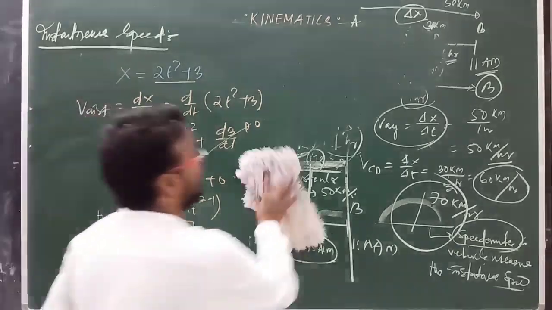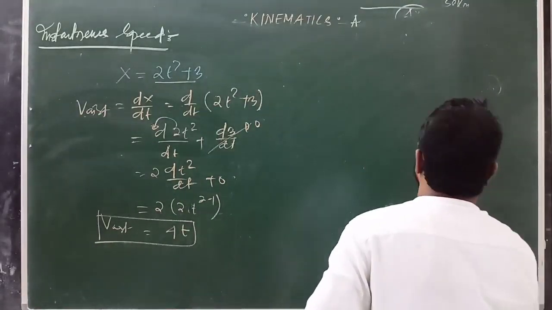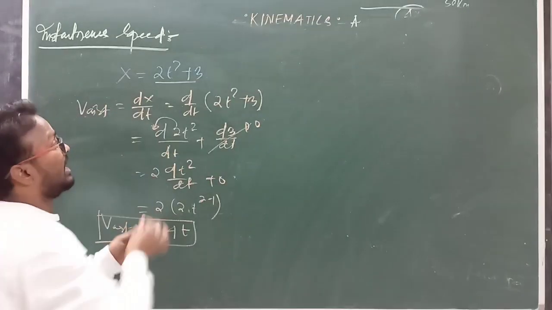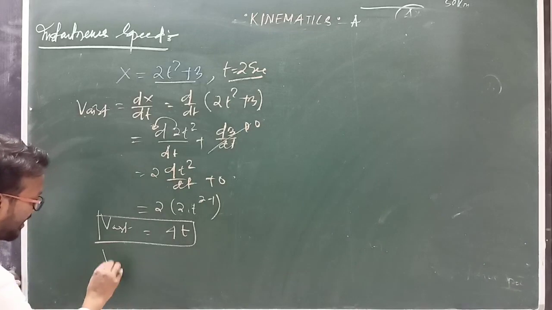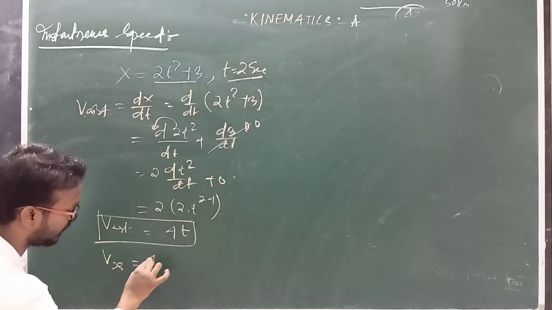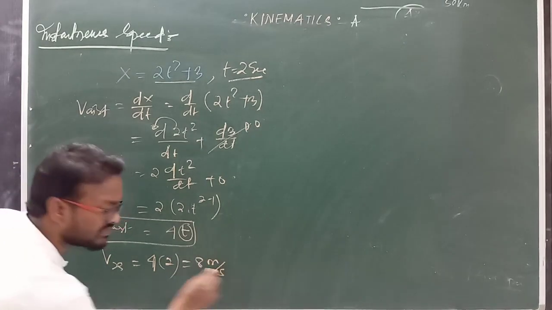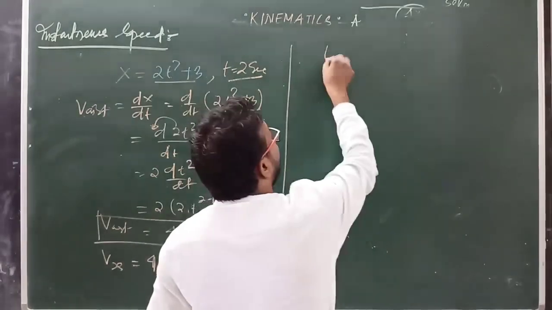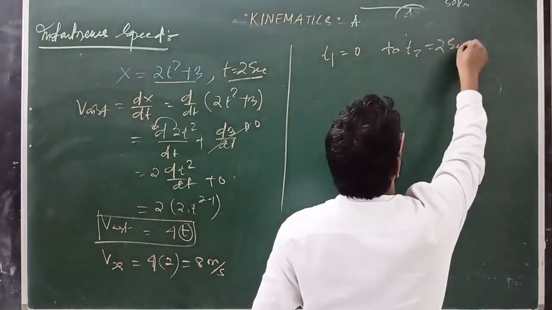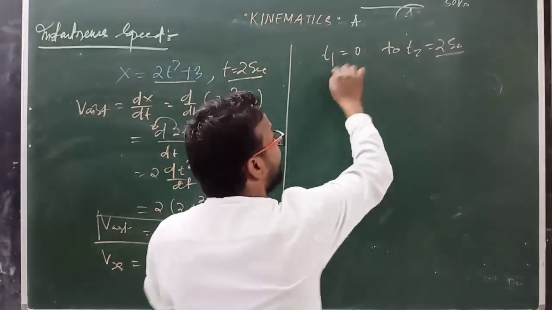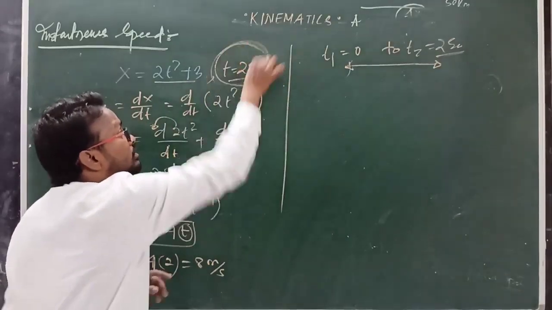Clear? But if the question asks to find the speed at time t equal to 2 seconds, this is known as instantaneous time. So in this case we have to use v at 2 seconds, that is 4 into the time 2 seconds at a particular instant, that is 8 meters per second. If the question asks the time interval t1 equal to 0 to t2 equal to 2 seconds, then in this case you have to find the average speed. This is a time interval, but the earlier was at a particular instant.